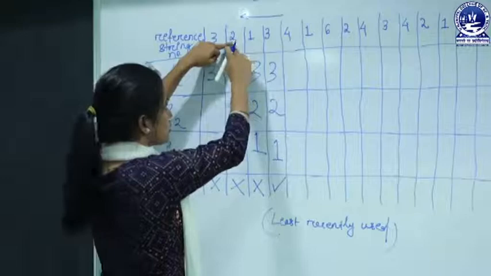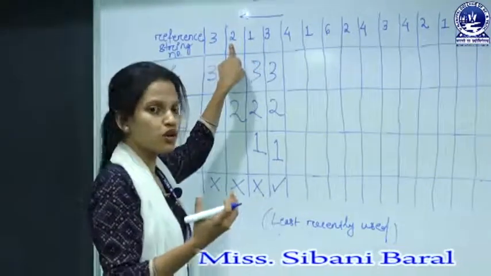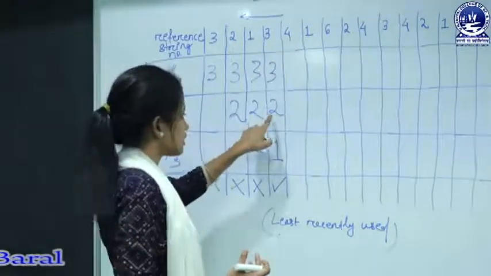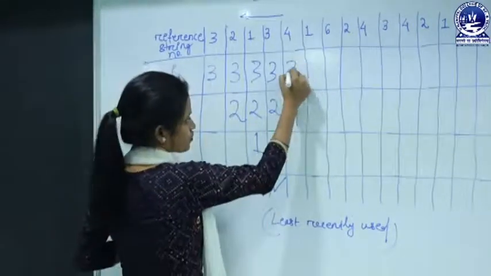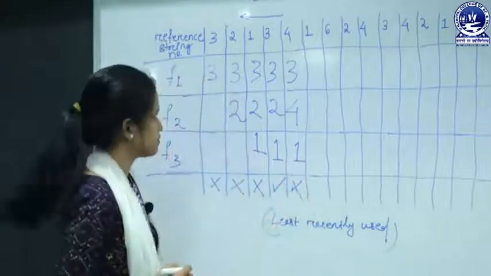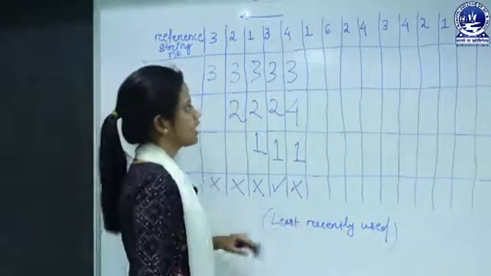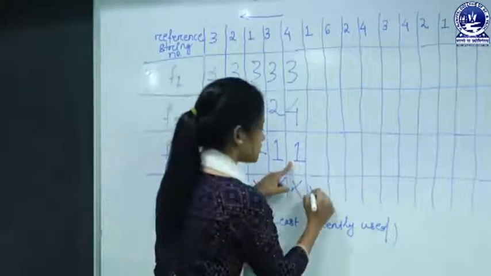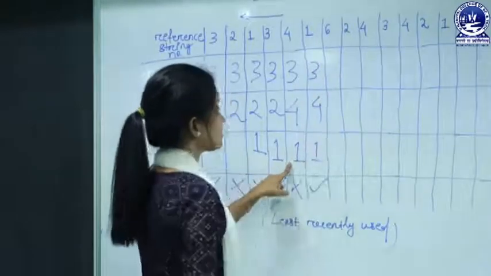So 2 is least recently used, and we have to replace this 2 with 4. At the place of 2 we put 4, so we have 3, 4 and 1. There is a miss, a page fault, because 4 is not there in the main memory. Next is 1. Yes, 1 is there, so there is no page fault. There is a hit. So 3, 4, 1.